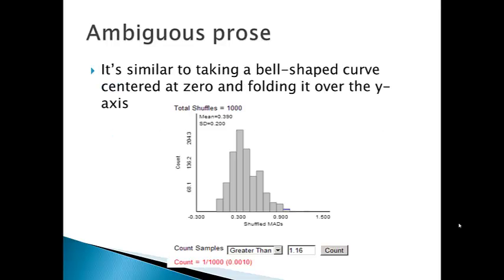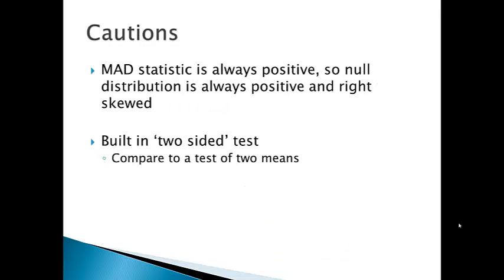Well, it's similar to what happens when you take a bell-shaped curve centered at 0 and fold it over the y-axis. You end up with a right-skewed distribution that never gets less than 0, as shown in this graph here. So, when you simulate the null hypothesis and use a MAD statistic, you end up with an always positive, right-skewed distribution. What this means also then is that the MAD statistic is like a two-sided test built in.